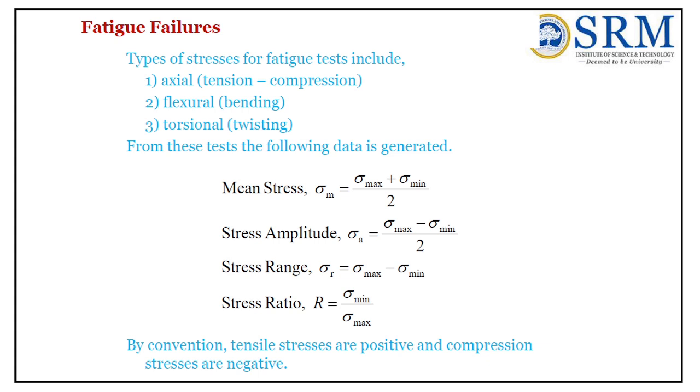First we should know what the mean stress is. Mean stress is represented by sigma m. Sigma m is equal to sigma maximum plus sigma minimum divided by 2, whereas stress amplitude sigma a is equal to sigma max minus sigma min divided by 2. Stress range is equal to sigma max minus sigma min, and stress ratio R is defined as the ratio of sigma min to sigma max. By convention, tensile stresses are positive and compressive stresses are generally taken as negative.